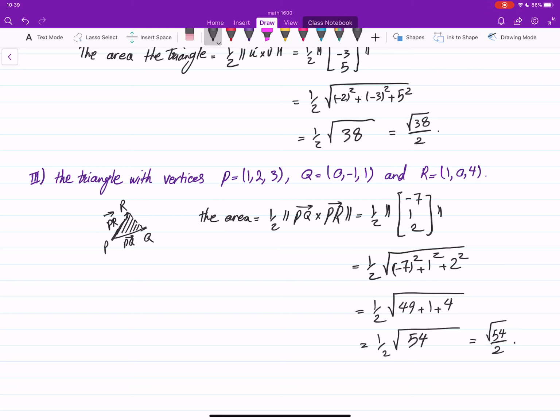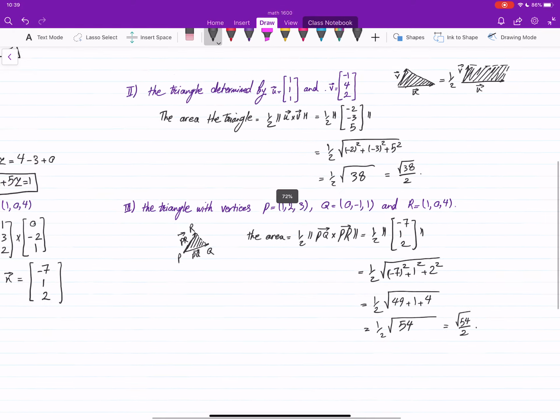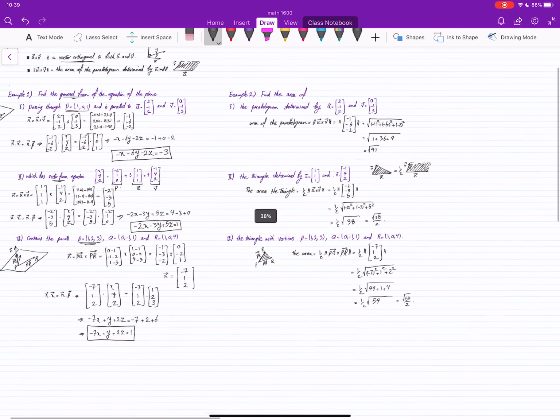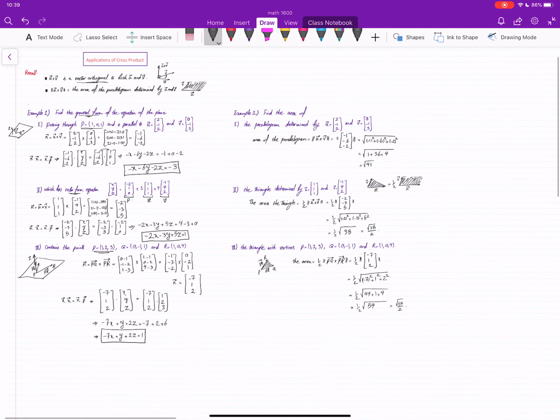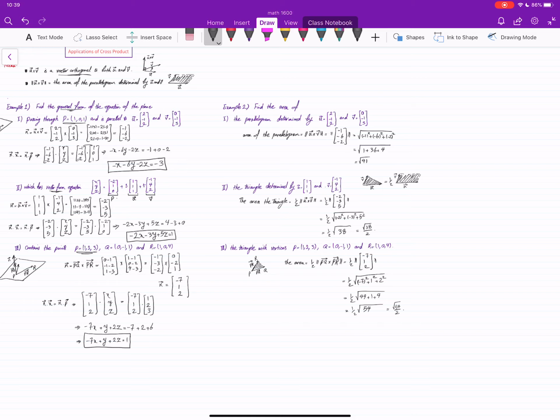And that finishes the examples. Two types of examples: the ones which involve the length of u cross v, and the other ones which involve the direction of u cross v.